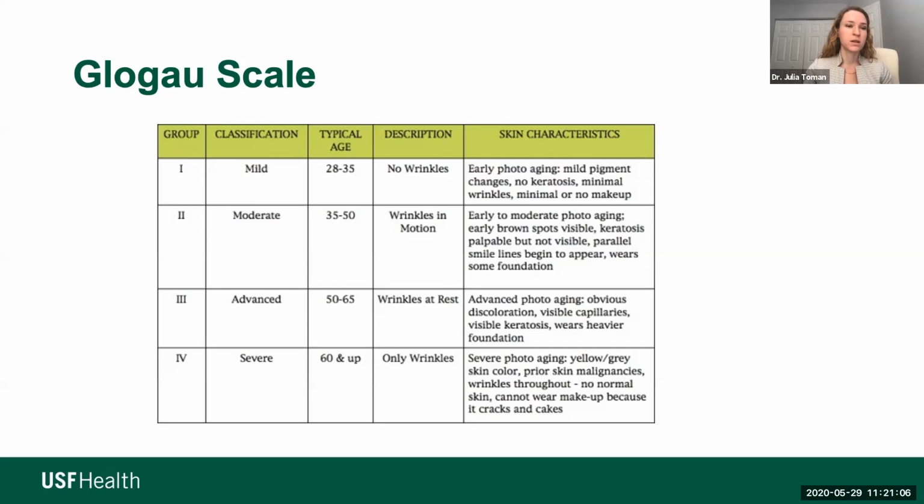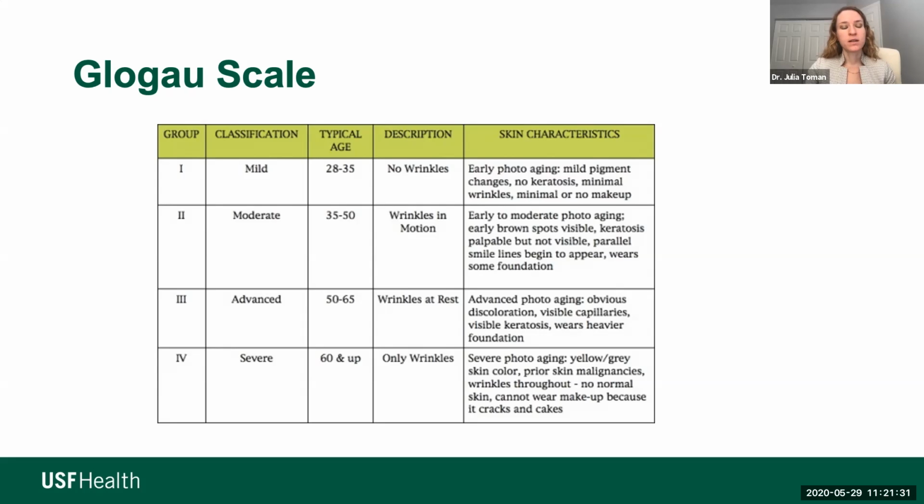Grade 3 is advanced, typically in the 50 to 65 range. You have wrinkles at rest. There's advanced photoaging. There's obvious discolorations. You'll start to have visible capillaries, visible keratoses, and typically people will start to wear heavier foundation in order to cover these differences in skin tone and quality.